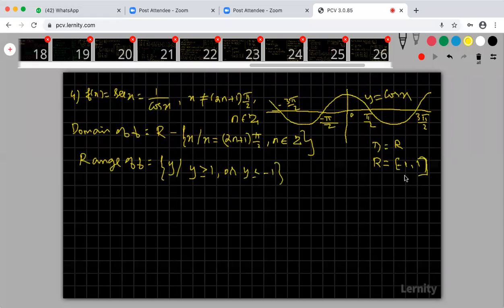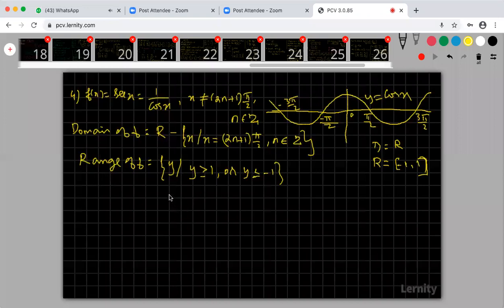What is secant x? It is the reciprocal of cos x. Therefore, your range is outside of this interval, that is, more than 1 or less than minus 1. The value 1 is included, because cos x may be 1 or minus 1. When cos x is 1, secant x is also 1, and when cos x is minus 1, secant x is minus 1. So 1 and minus 1 are included. This is the range of the function.